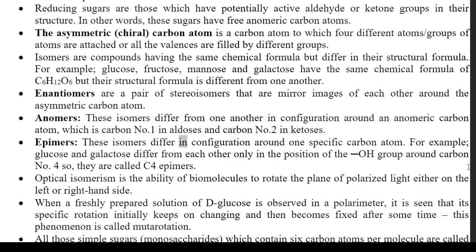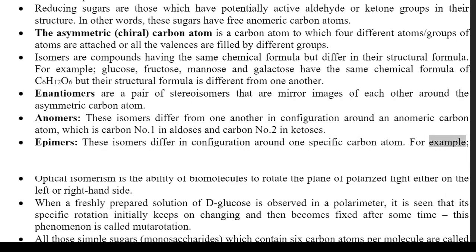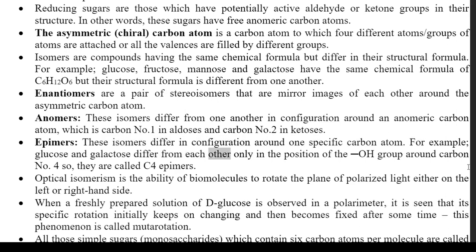Epimers, these isomers differ in configuration around one specific carbon atom. For example, glucose and galactose differ from each other only in the position of the OH group around carbon number 4, so they are called C4 epimers.